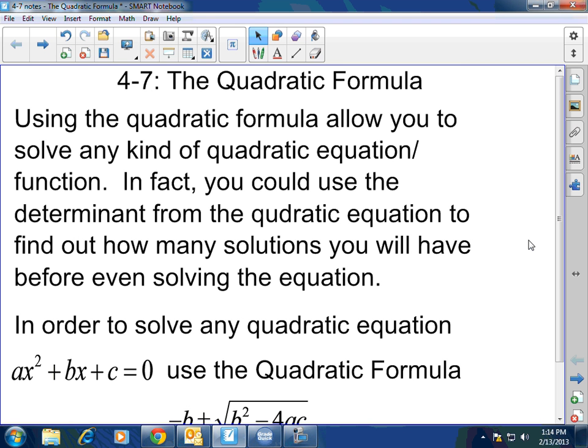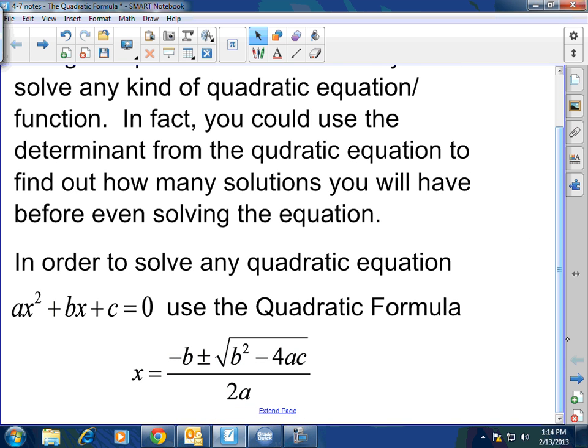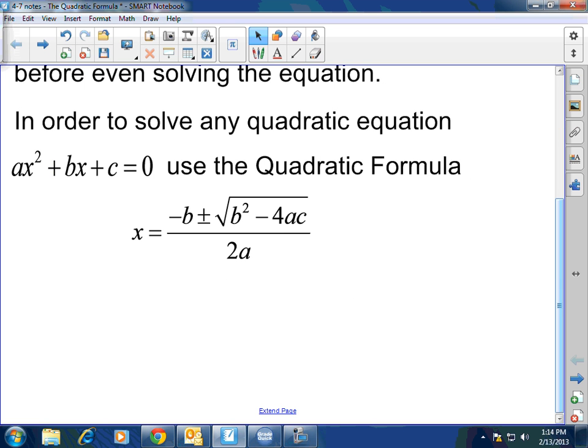Now, in order to solve any quadratic equation, ax squared plus bx plus c equals 0, use the quadratic formula, which is x equals negative b plus or minus the square root of b squared minus 4ac, divided by 2a. Remember this, guys. We're looking for x values. Just to remind you, what the heck are we solving for?